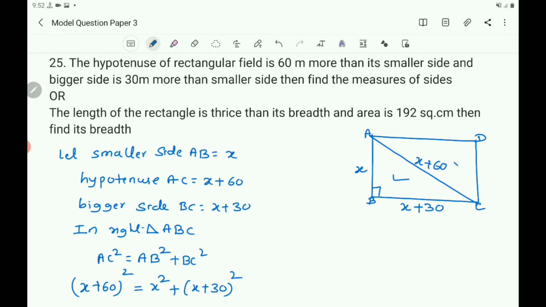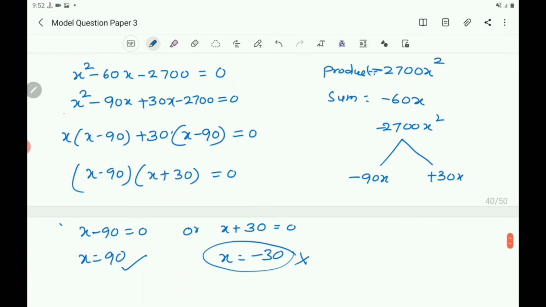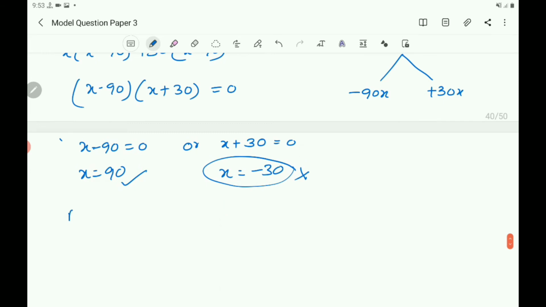Then here find the measures of the sides. That means you have to get the length of BC, that is x plus 30. x plus 30 means 90 plus 30, that is 120. So you write here AB equals x, that is 90 meter, and BC equals x plus 30, that is 90 plus 30 equals 120 meter.